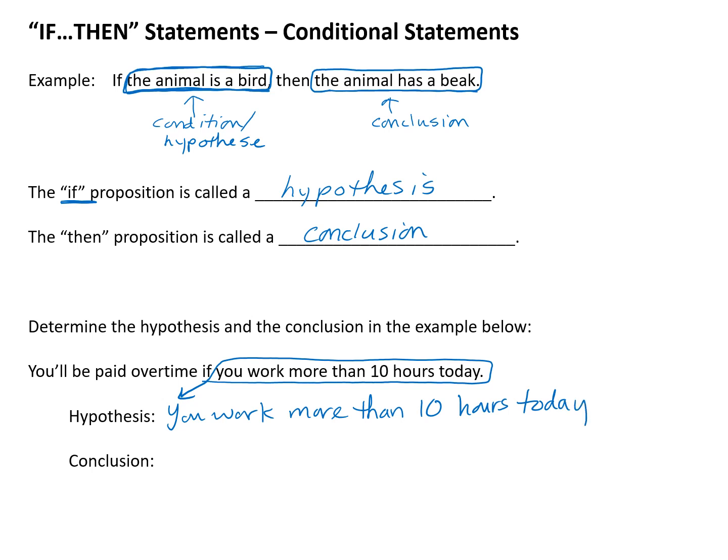And then the conclusion would be what came first here: you'll be paid overtime. Notice there wasn't a then. Often when we put the conclusion first, we leave off the then. It's implied. So the conclusion is you'll be paid overtime. Again, the hypothesis is the if part of an if-then statement, and the conclusion is the then part. And sometimes then is implied instead of being written out directly.